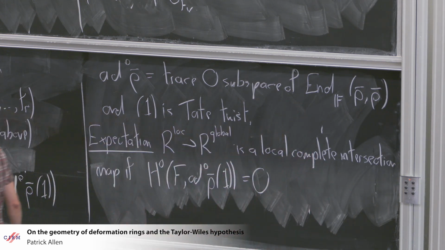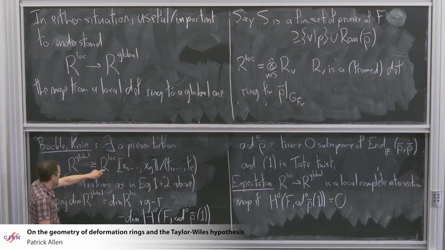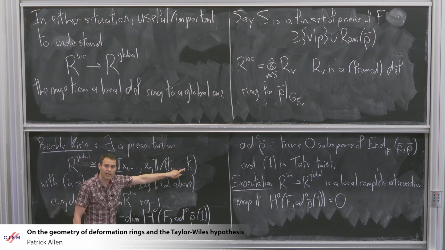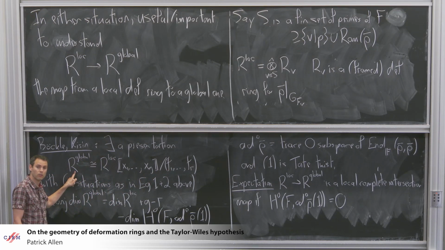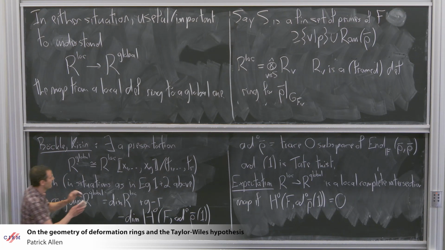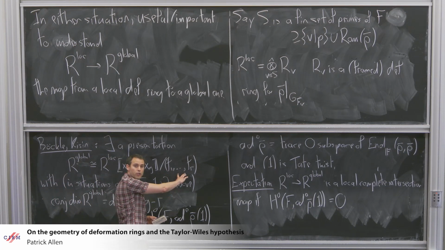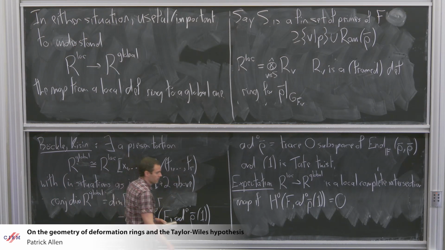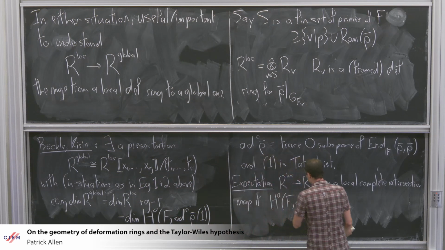Sorry, but this is presenting over R loc. Right? So then this should be generators modulo a regular sequence to get down to R global. I think this is okay. And equivalently, I just mean that this f1 to fr should be a regular sequence in this presentation. Okay, let me spell out what this is.